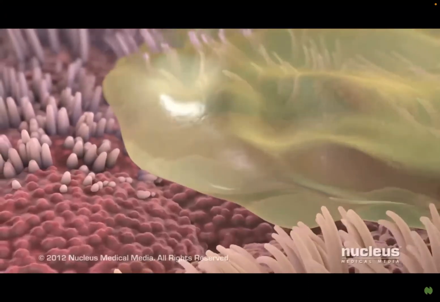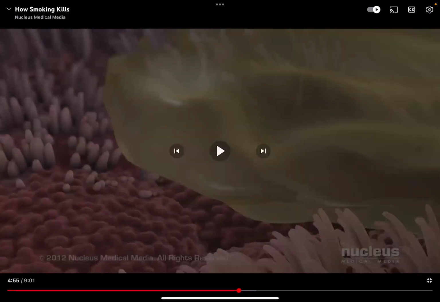So this mucus will make it difficult to breathe. You must have noticed smokers coughing a lot. They fall sick very easily. They get coughs very easily. All this is because of this mucus.